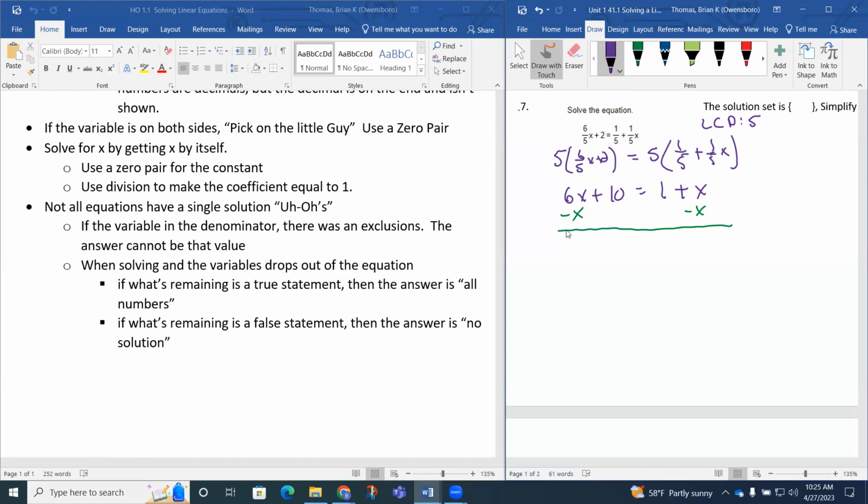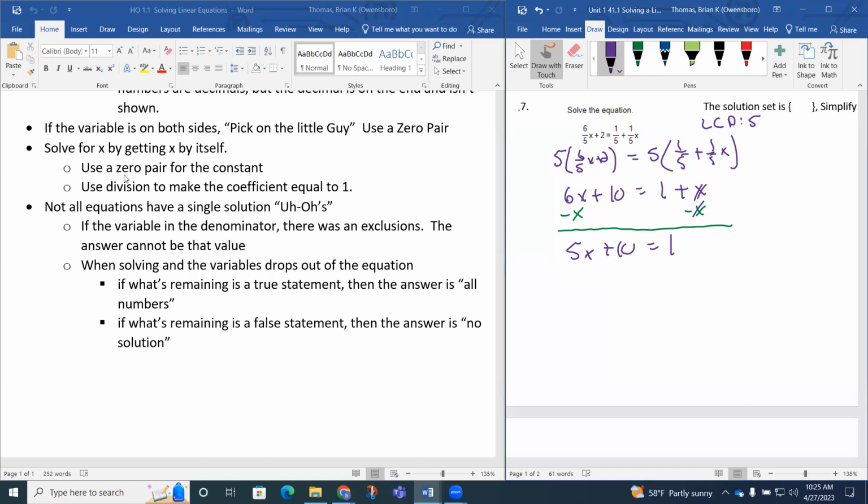So 6x less than x is going to give me 5x's. The plus 10 comes down, the equal sign comes down, the 1 comes down, and the x and the negative x will 0 out. So that just becomes plus 0, which we don't have to put there because adding 0 does not change anything. So we now have the variable on one side.